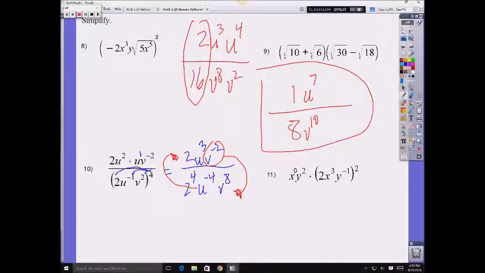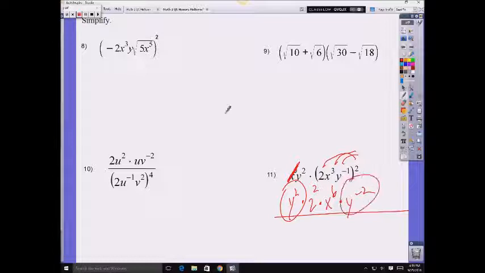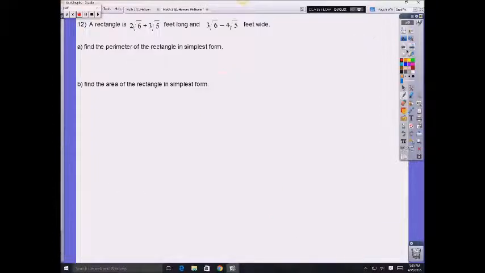Number 11. Okay, anything to the 0 is 1, so you can kill that. Distribute this, take it to everything. So I'm going to have y squared times 2 squared times x to the 6 times y to the minus 2. Okay, I got to make it a fraction. Well, actually, look, if I've got these y's and these y's, you add the exponents, so it's y to the 2 plus negative 2, so it's y to the 0, which is just 1, so kill your y's. And 2 squared is 4, so 4x to the 6th. That is 11.